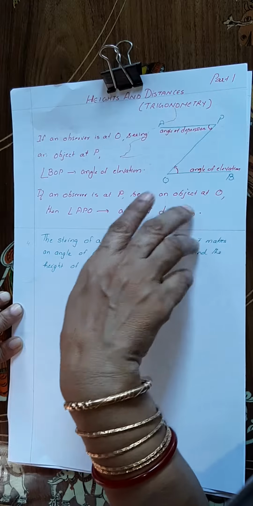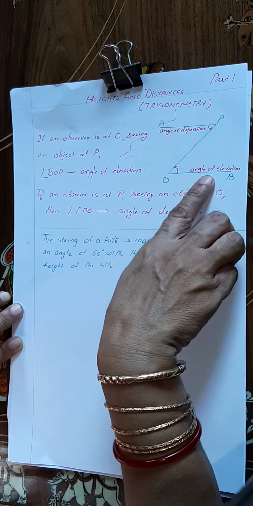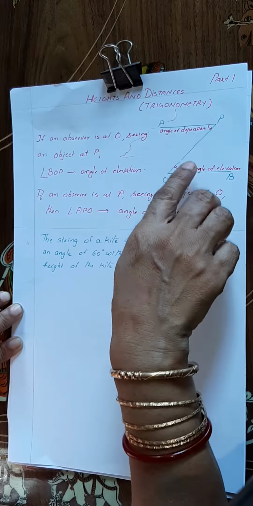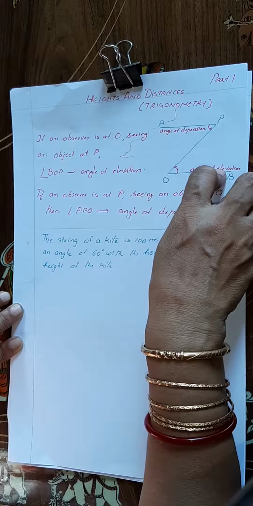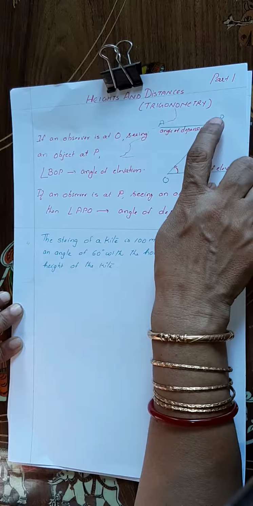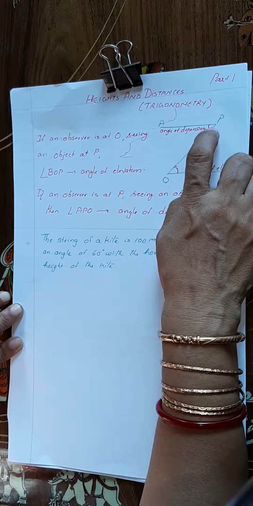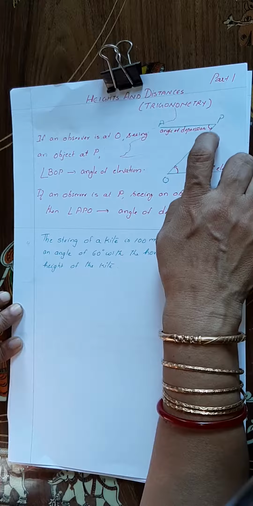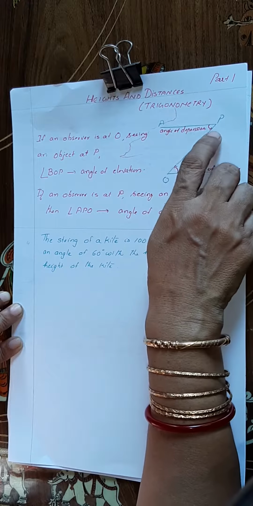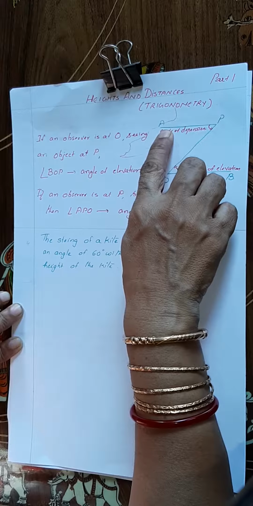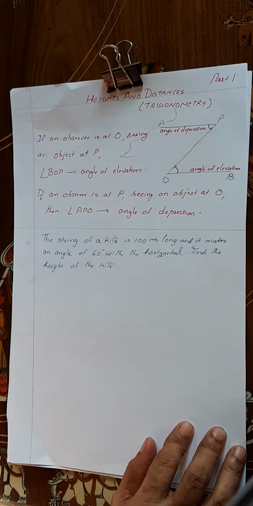Angle of elevation is measured along the ground, and angle of depression is measured from a line parallel to the ground. Suppose there is a building here, and from the top of the building you are seeing an object at O. You cannot take the angle of depression as the angle between the building and the line of sight. You have to always take it along the line parallel to the ground. When you do the problems, you will be able to do it.